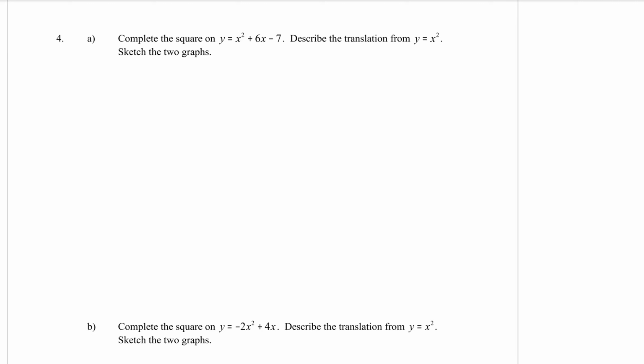Describe the translation from y equals x squared. Sketch the two graphs. So the y equals x squared graph has the vertex on the origin. If I was to sub in x equals 1, 1 squared is 1. And if I was to sub in x equals negative 1, I would also get 1. So there's a very quick little sketch of y equals x squared.